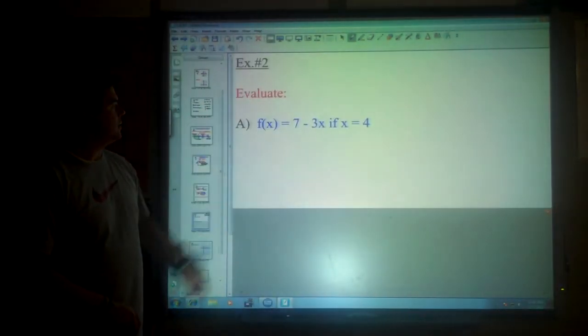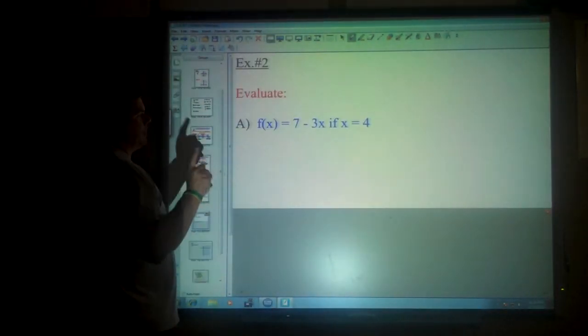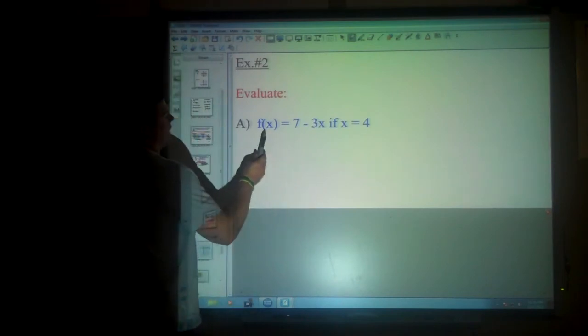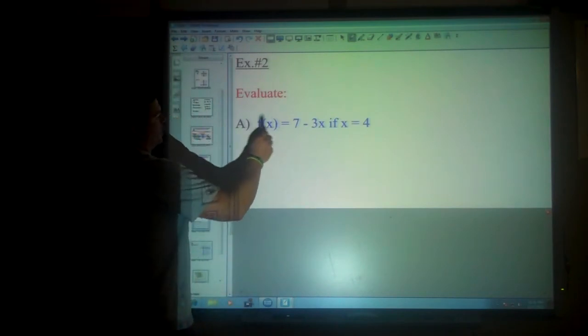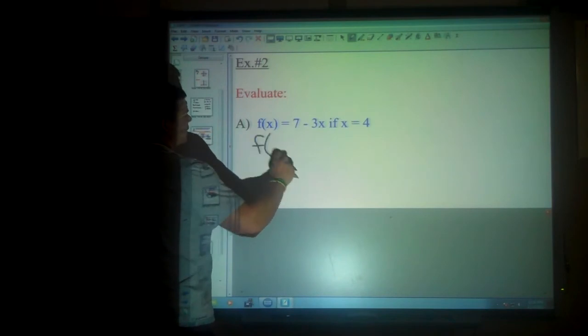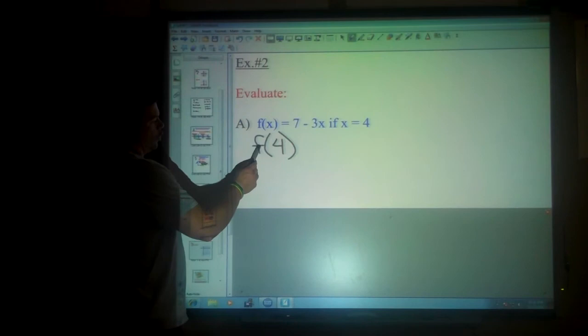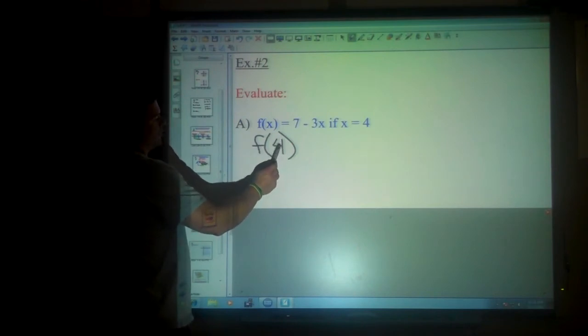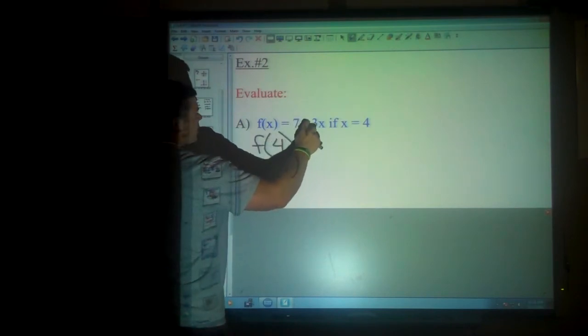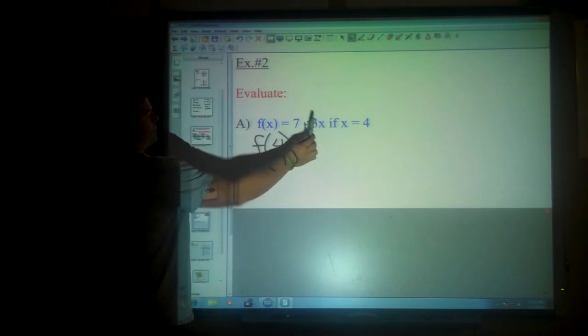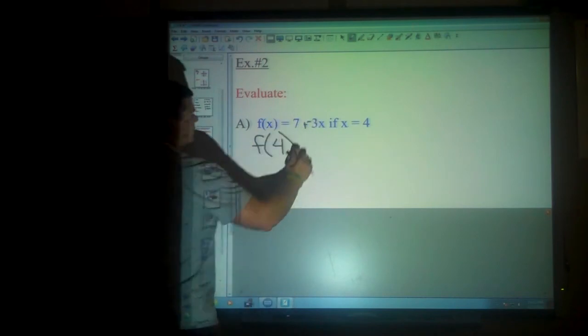Alright, evaluate. Now, one of the most typical mistakes I see when people are trying to evaluate, they think they're supposed to do something over here. We're going to say f of 4. In other words, remember f stands for a rule. Apply some rule to the number 4. Well, that rule is right here. Take it and multiply it by -3 and then add that to 7.